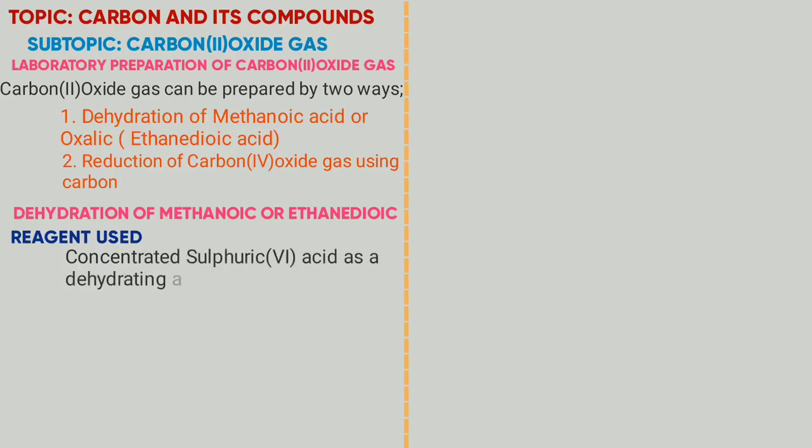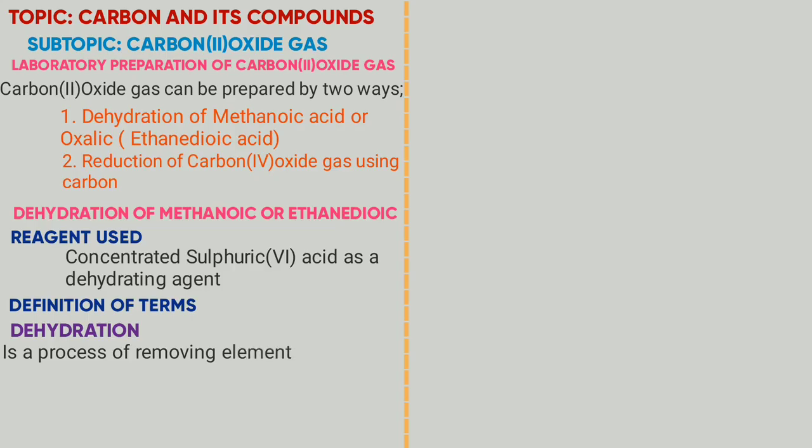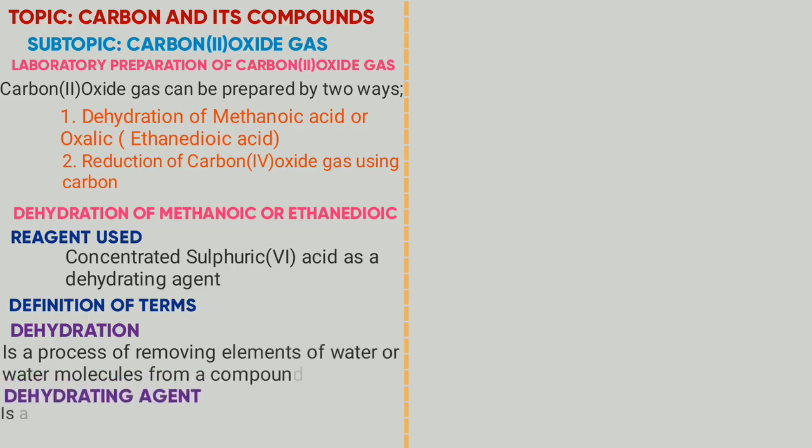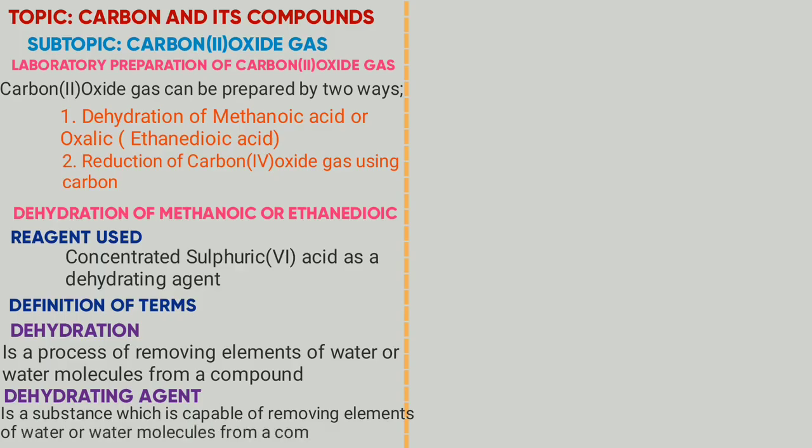So first we begin by looking at what dehydration is. Dehydration is a process of removing elements of water or water molecules from a compound. A dehydrating agent is a substance which is capable of removing elements of water or water molecules from a compound. So A, dehydration of methanoic acid.